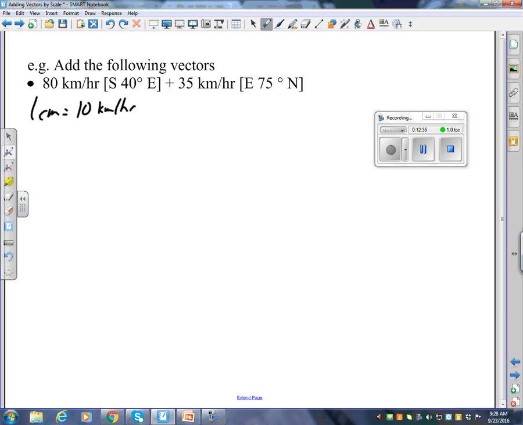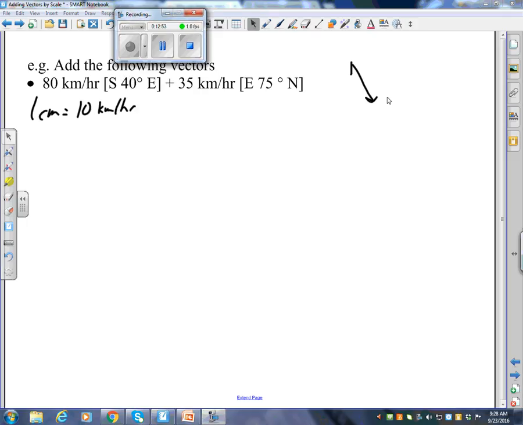Okay, draw your sketch. Figure out what it's going to look like. South 40 east means south and then 40 to the east. So the first one is kind of like that. Right? South 40 to the east, and then east 75 north. So east is to the right, east 75 north. So kind of like that, right? This one's a lot shorter though, isn't it? Right? So it's going to kind of be like that.